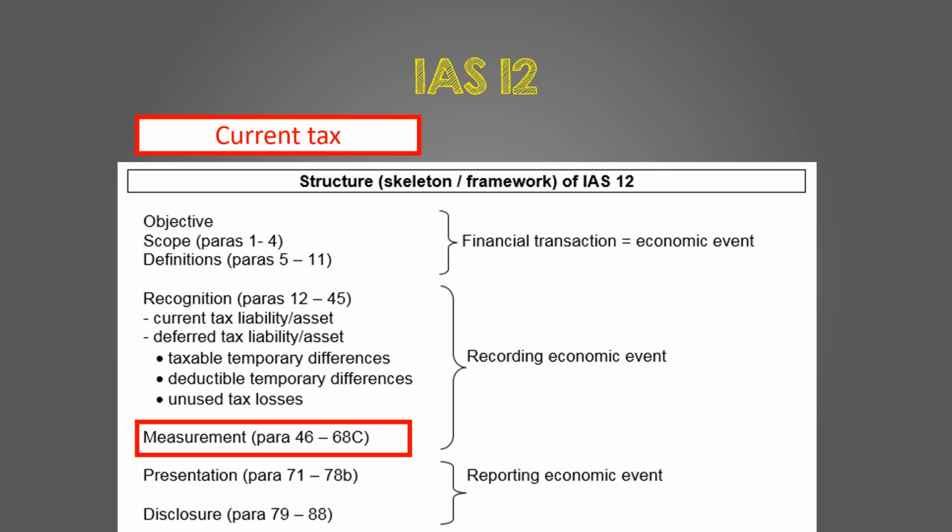Next, we look at the measurement of current tax. Now, obviously, up to now, measurement has not been a problem. We've just multiplied our taxable income with 28%. But what happens if there is a change in the tax rate?